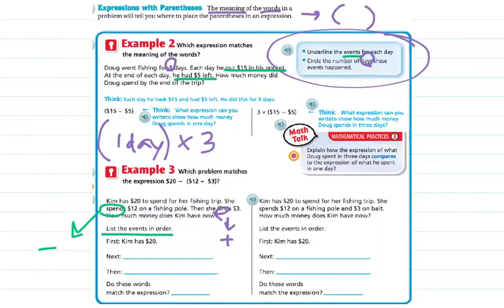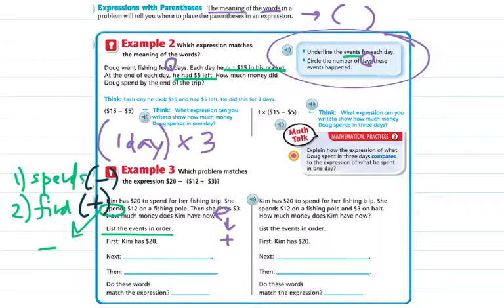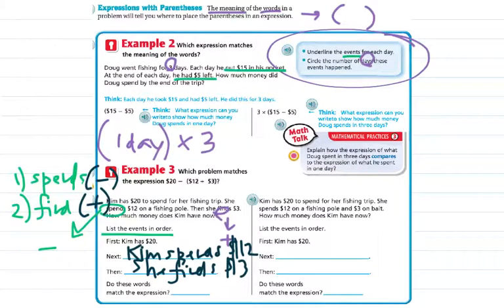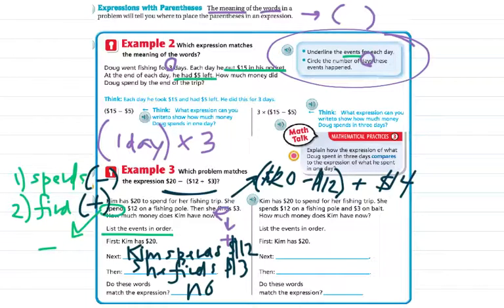So it says list the events in order. We know that first she spends, and then secondly she finds. So now she's going to first subtract, and then she's going to add. So it says, first Kim has $20, next Kim spends $12, then she finds $3. It says, do these words match the expression? The expression, I would say no, boys and girls, because this expression that we're talking about was that she had $20 to spend for her fishing trip. What we would do is we would say she subtracted the amount of the fishing pole, which was $12, and then she later in the day found $3. This is the expression that would match that scenario.